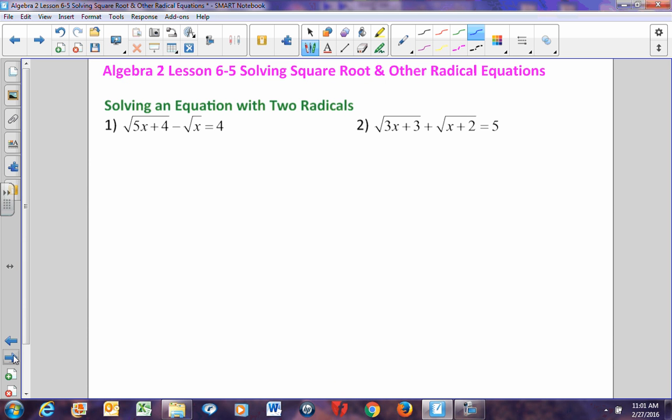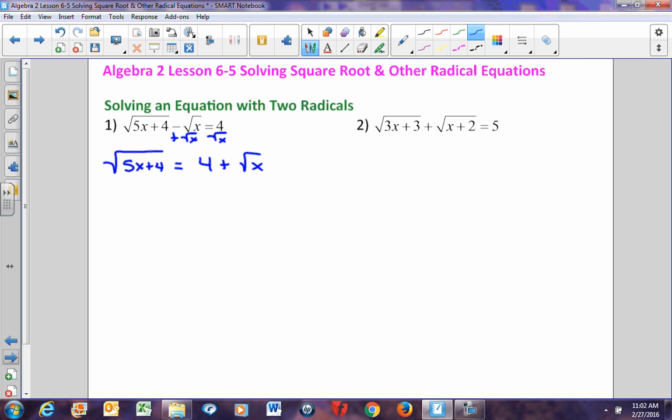Solving an equation with two radicals. Here I have the square root of 5x plus 4 minus the square root of x equals 4. I have two square roots. I can't have them both on the same side of the equation, so I have to move one to one side of the equation and one to the other side. So the first thing I'm going to do is keep the square root of 5x plus 4 here. And that's going to equal 4 plus the square root of x. It really doesn't matter if you prefer it that way or the other way. Plus the square root of x, because it was negative here, so we added it.